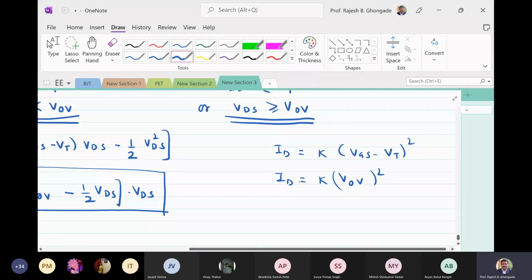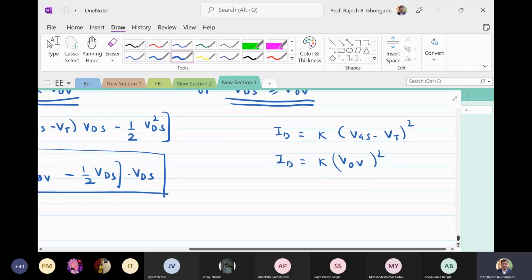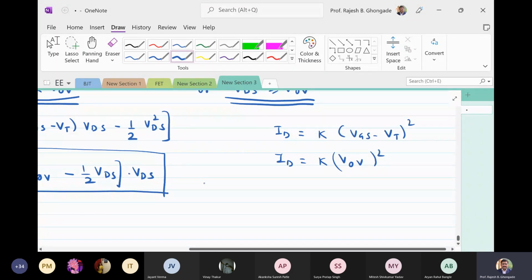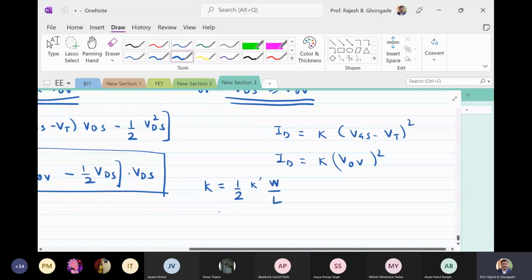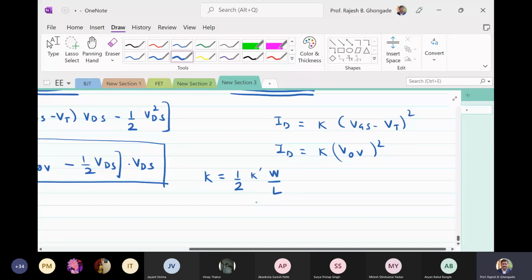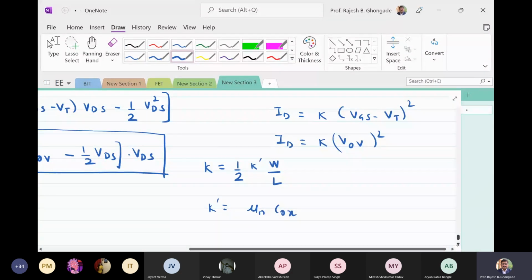Now this K many times is given in terms of some different parameters, and it is, so K happens to be half K dash into W by L. Now don't get confused. So what is this W by L? What is this K dash? So K dash is equal to mu n into COX. This deserves an explanation. Let me explain it.